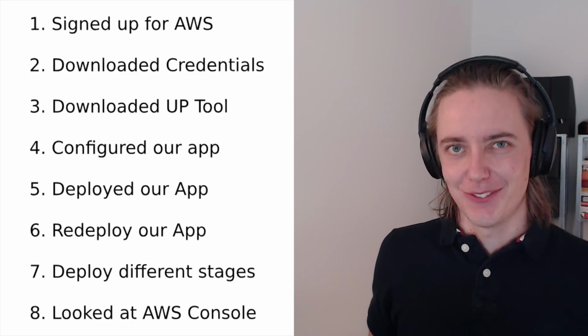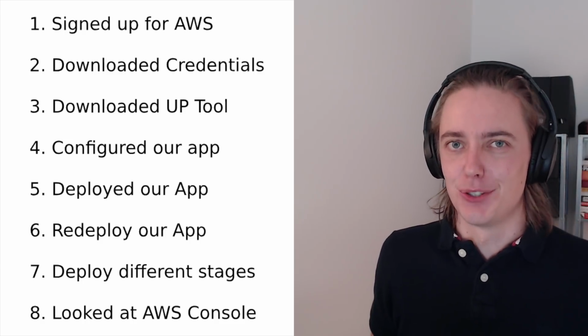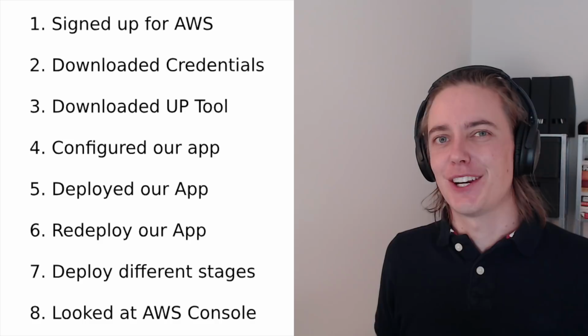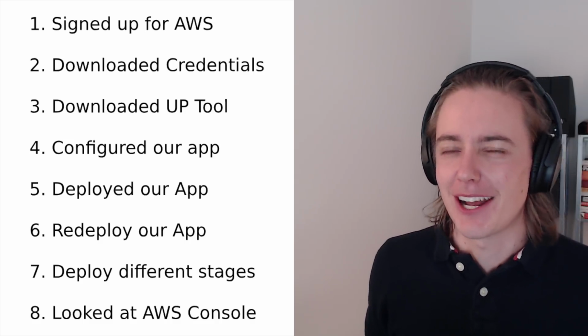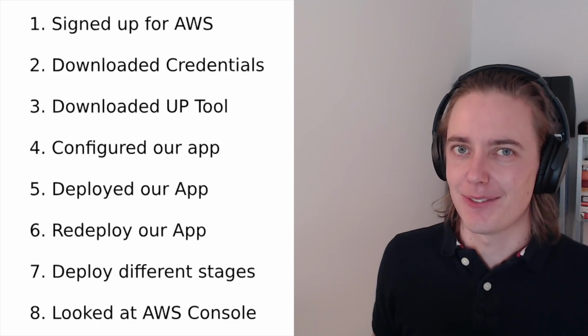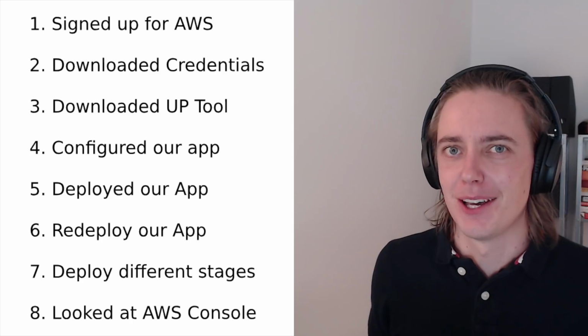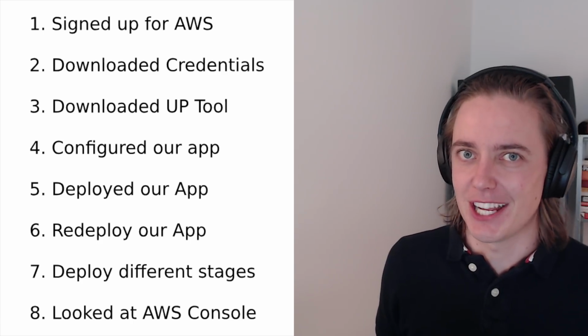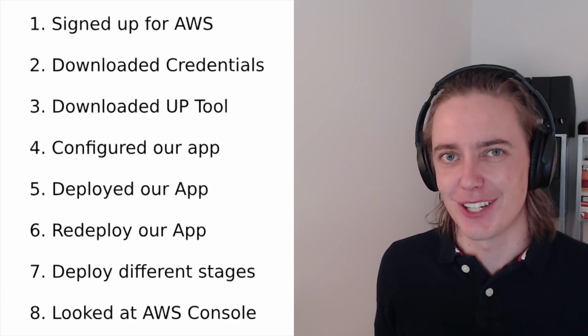So to sum up what we did, we signed up for Amazon. We downloaded our credentials to our computer. We downloaded the tool up. We configured our app to work with the app config. We tried to deploy our app to AWS API Gateway and Amazon Lambda, and we tried to redeploy our app. We deployed to the different stage called production, and finally we looked at the Amazon console to look at the different resources that we created. Wow, that was a lot.